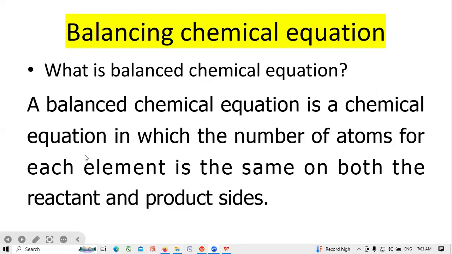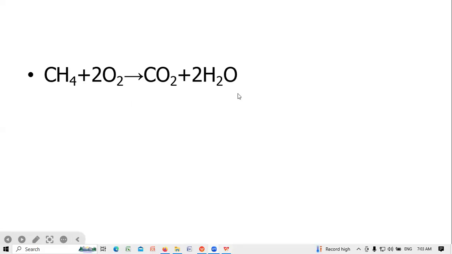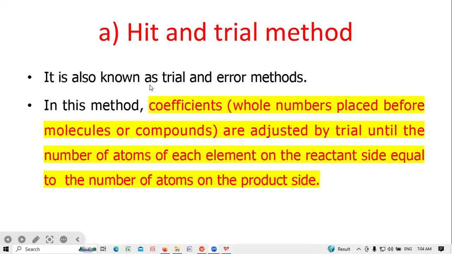Balancing the chemical equation: a balanced chemical equation is a chemical equation in which the number of atoms of each element is the same on both the reactants and products side. In other words, balancing means the total number of atoms in reactants is equal to the total number of atoms in products, that is, left hand side equals right hand side. See, methane reacts with oxygen to produce carbon dioxide and water. In this reaction, 1 carbon, 4 oxygen, and 4 hydrogen are on both the left and right sides. This is a balanced chemical equation.